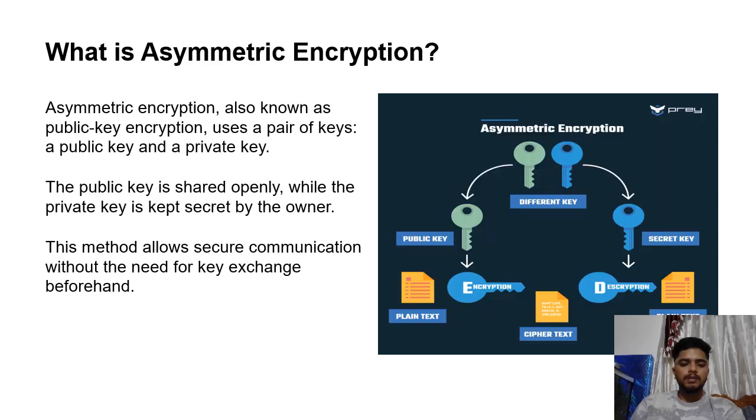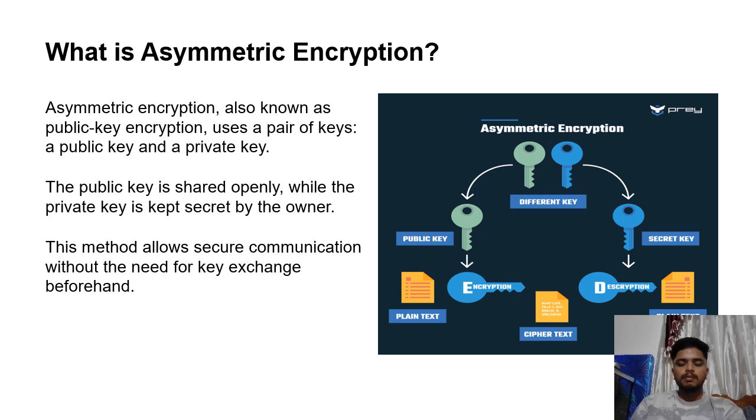So what is asymmetric encryption? Asymmetric encryption, which is also known as public key encryption, makes use of pairs of keys. There are two types of keys used for asymmetric encryption: firstly the public key and secondly the private key. The public key is shared openly while the private key is kept secret by the owner. This method allows secure communication without the need for key exchange beforehand.